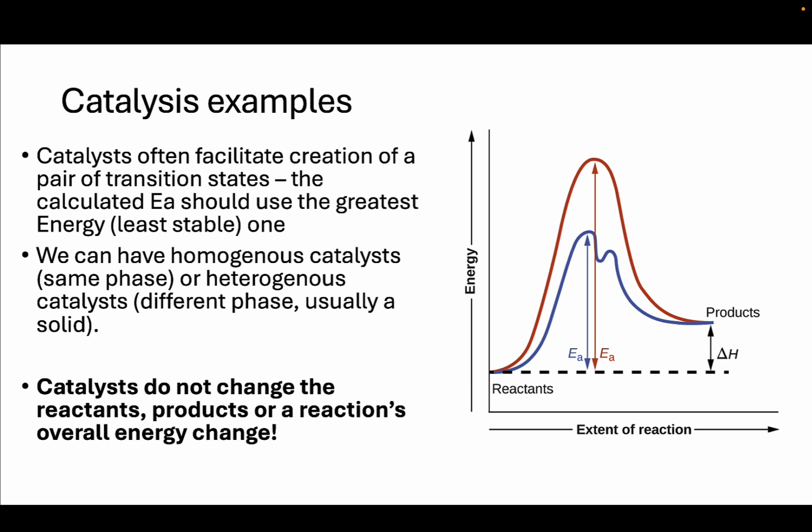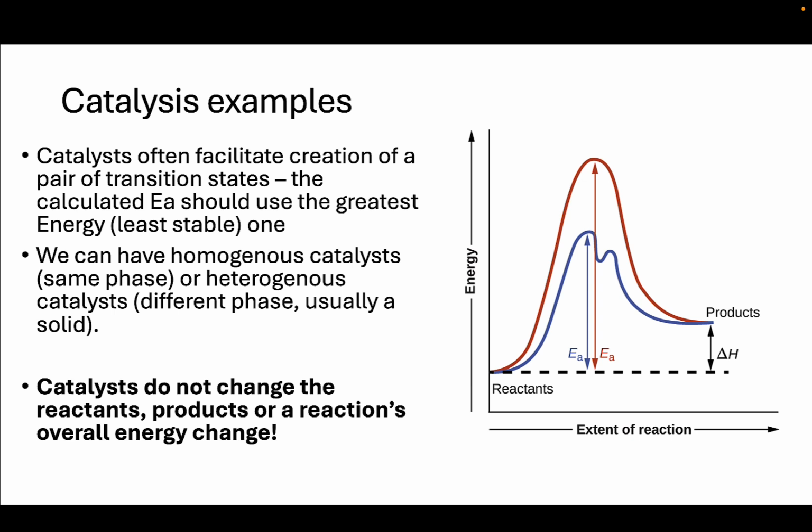Catalysts will often break the one reaction into a pair of reactions, which means that there's two separate transition states. However, there's still only one activation energy, as that is the amount of energy to get from the reactants to the highest energy point in the reaction coordinate. And making that highest energy point lower means that the reaction can be sped up as more molecules will have enough energy to overcome this barrier.